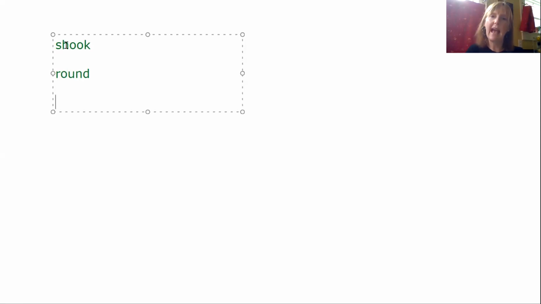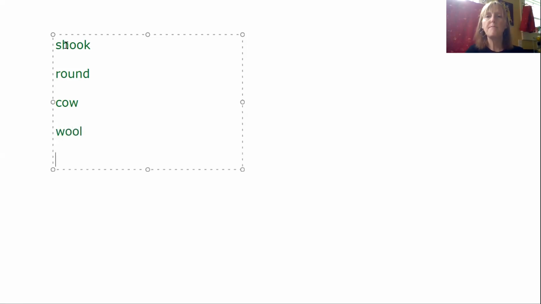The next word is cow. We can hear that ow sound at the end of cow, so we know it's at the end of the word. We're going to use O-W. You are correct. The next word is wool. Wool has the oo sound in the middle, so we're going to go ahead and use double O-L. Okay.